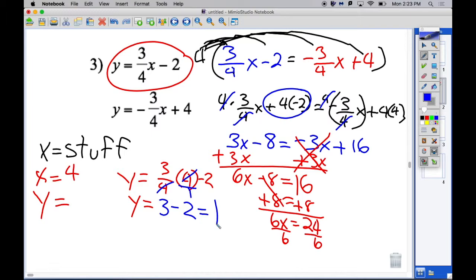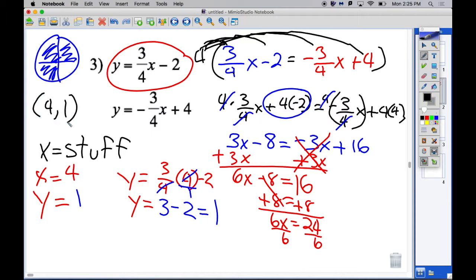Someone said that was 3/4 of 4. Think about this. If I take a pizza and I divide it into 4, what's 3/4 of 4? It's 1, 2, 3. It's 3. So my solution would be 4 comma 1.